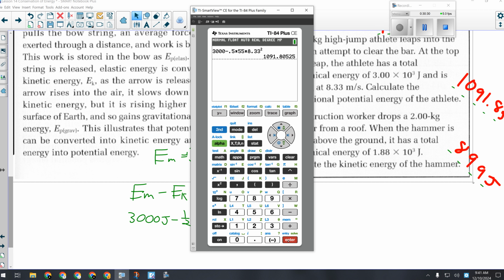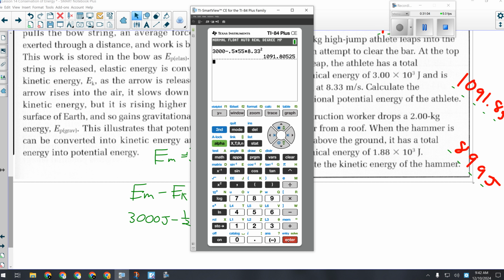Everybody follow what I did there? Okay, here's a follow-up question. This would be a part B if I was writing this question. What is the height of the bar? They're going to clear the bar, so what's the height of the bar? You just calculated their potential energy, and you know their mass. I'll give you a minute. See if you can calculate the height of the bar.